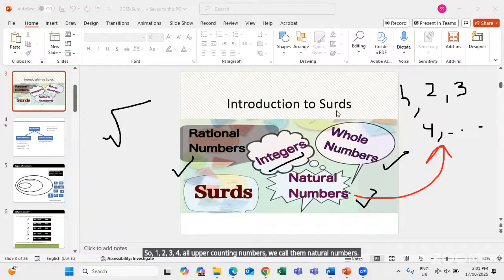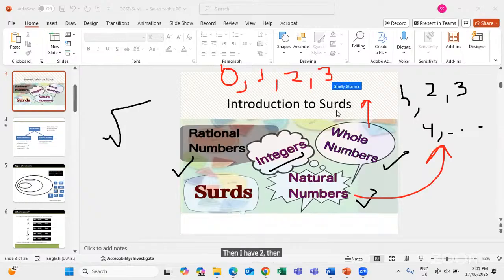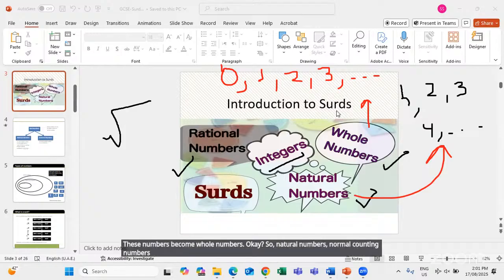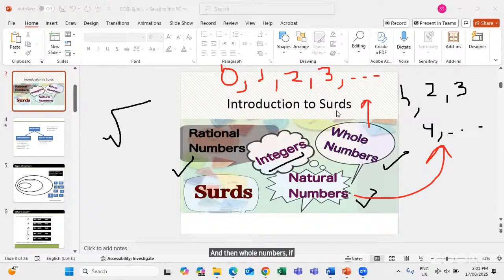Then comes the concept of whole numbers. If I start counting the numbers from 0, including the natural numbers, so 0, then I have 1, then I have 2, then I have 3, and so on. These numbers become whole numbers. Okay, so natural numbers, normal counting numbers starting from 1, so 1, 2, 3, 4, and so on, these are natural numbers. And then whole numbers, if we include 0 with natural numbers, that becomes the whole numbers.